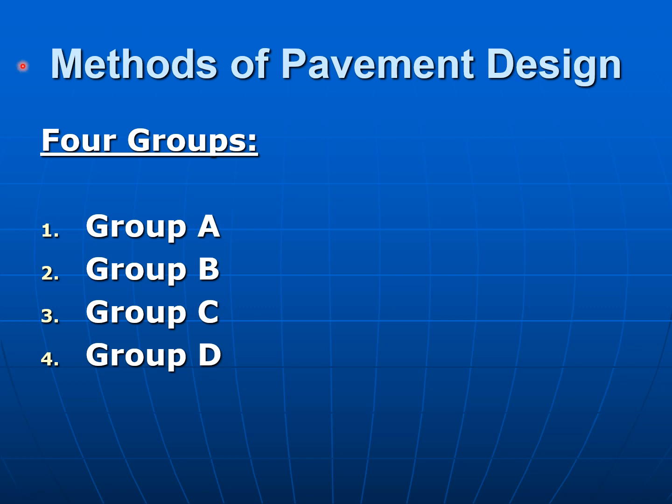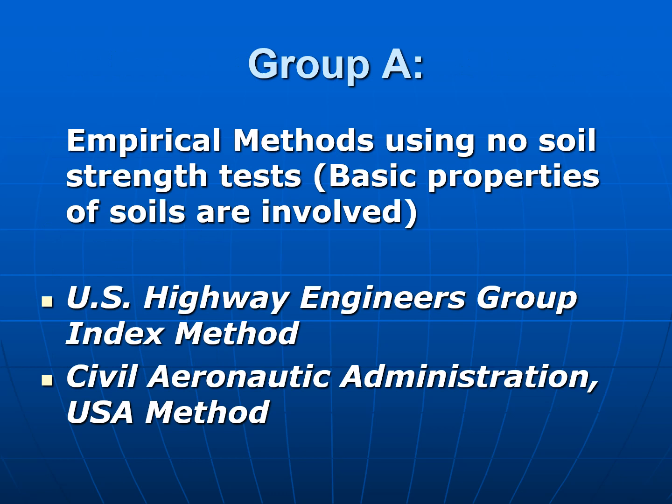Methods of pavement design. There are in fact four groups: Group A, Group B, Group C and Group D. Under Group A we have the empirical methods, using no soil strength test. Basic properties of soils are involved. Here we have methods like the US Highway Engineers Group Index method and the Civil Aeronautics Administration USA method.